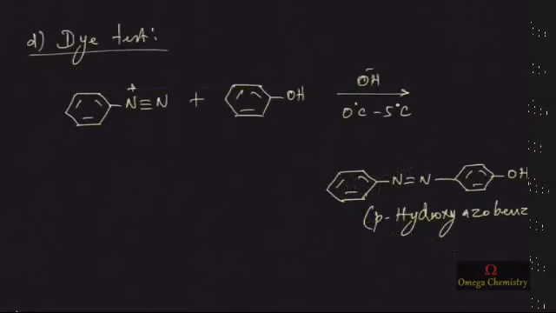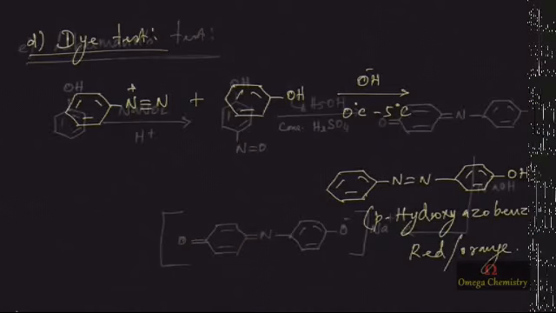So when phenol is coupled with benzene diazonium chloride in slightly alkaline medium under ice cold conditions, a red-orange dye of para-hydroxyazobenzene will be obtained. So this is red or orange in color. This dye will be obtained, which is a characteristic test for phenol.